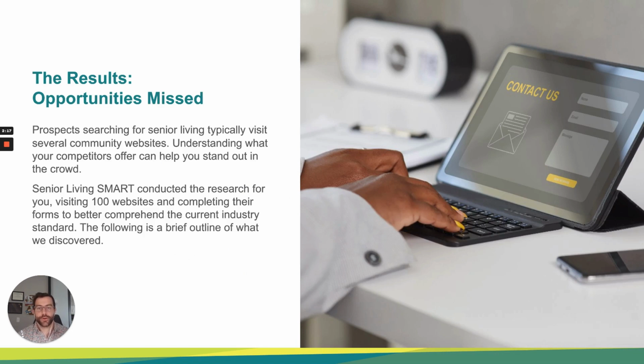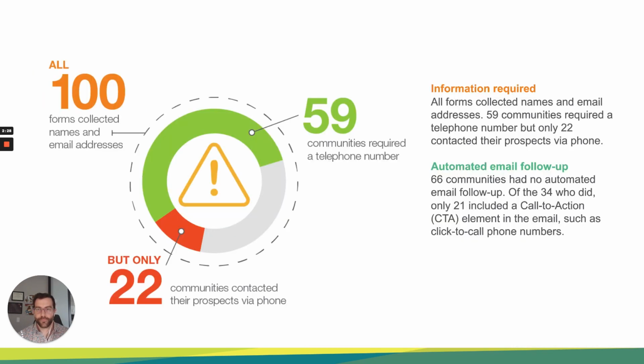Overall, we uncovered a number of missed opportunities throughout our research. Let's take a look at what we saw across the 100 communities we analyzed. One of the biggest issues we saw, overall conversion rate optimization. For top of funnel forms like get more information or download a brochure, 59 out of 100 communities required a phone number to submit the form. What's worse, only 22 of those 59 communities even attempted to contact us via phone anyway. So they didn't even use the information they asked for.